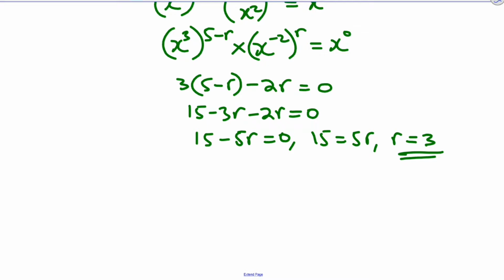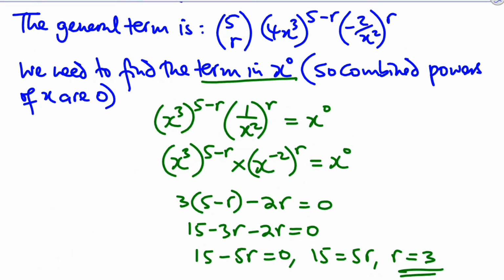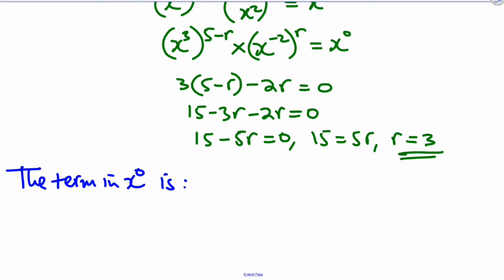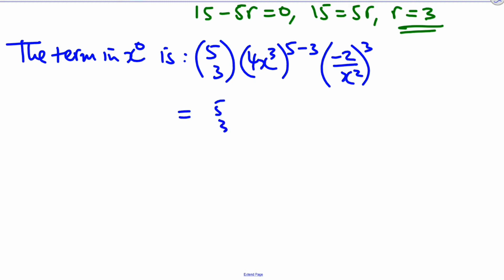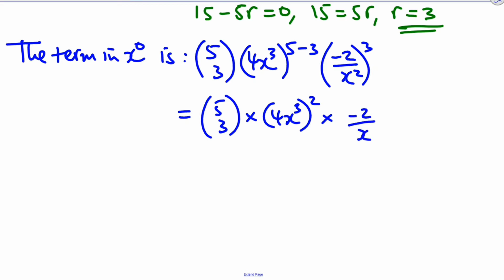So the term in x to the power 0 is given by, and we can write this from the general term, which is 5 choose 3, 4x cubed to the power 5 minus 3, because r is 3, multiplied by negative 2 over x squared to the power 3. And we can simplify this. This is equal to 5 choose 3 multiplied by 4x cubed to the power 2, multiplied by negative 2 over x squared to the power 3.